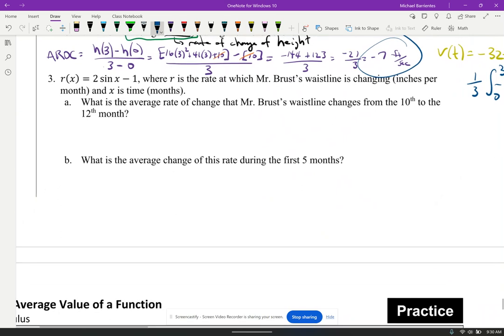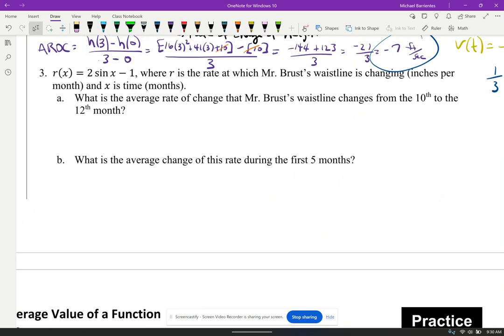Okay, let's keep going. Number 3 here. R of x is equal to this trig function, where r is the rate at which Mr. Brust's waistline is changing in inches per month, and x is time in months. What is the average rate of change that Mr. Brust's waistline changes from the 10th to the 12th?